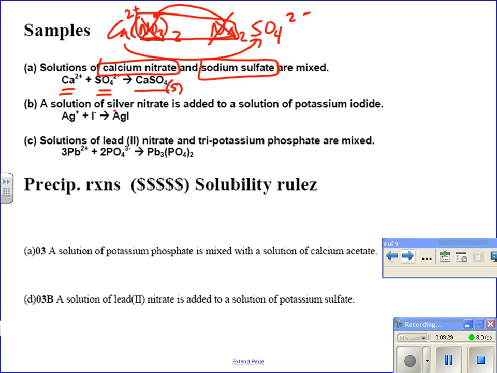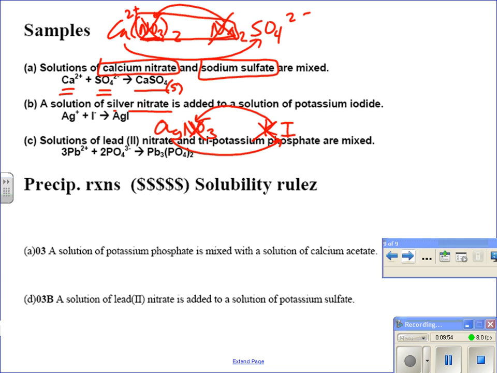Next one, silver nitrate. Silver nitrate is AgNO3. Potassium iodide is KI. If you look, you're going to switch places. So what's going to happen is K is going to go with NO3, and Ag is going to go with I. Well, KNO3, this should be pretty simple. Anything with K is always going to be soluble. Anything with NO3 is always soluble.